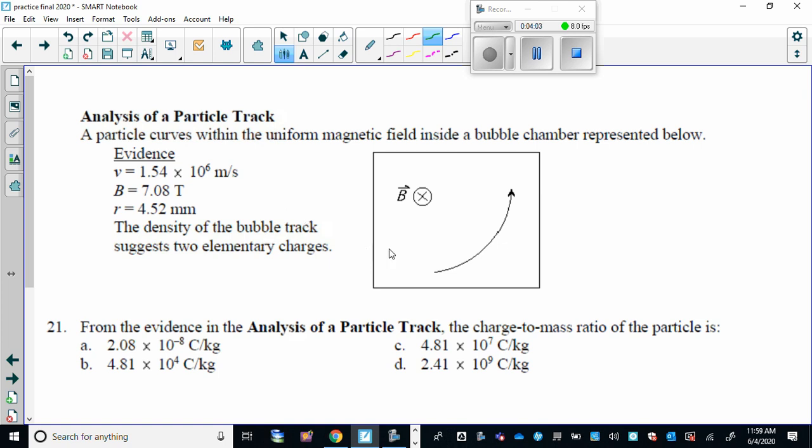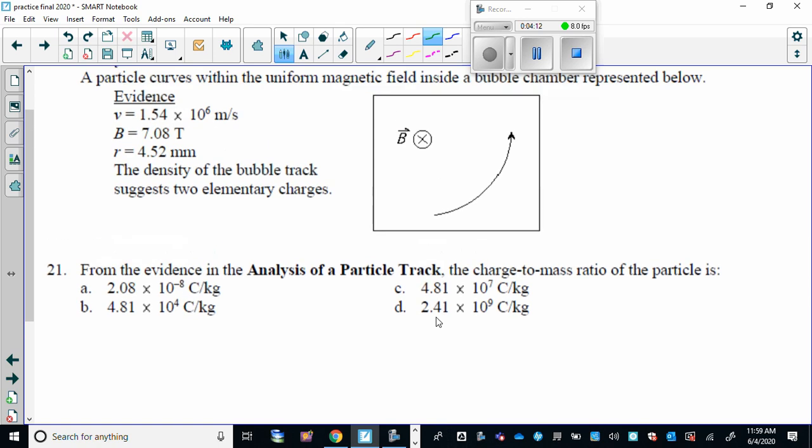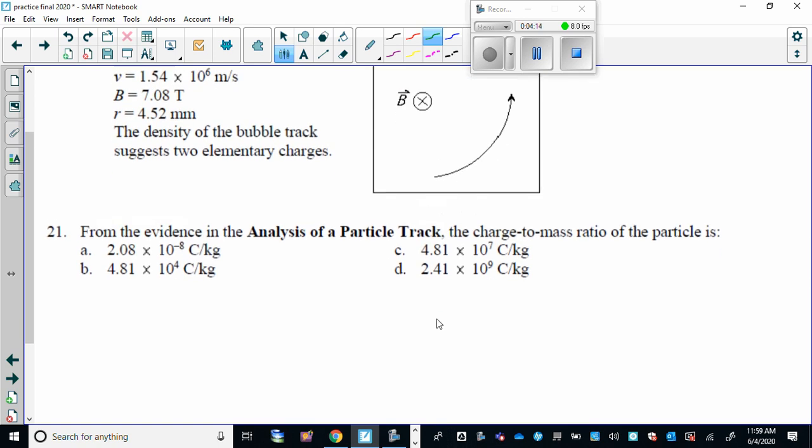Okay, number 21. We've got a particle inside a uniform magnetic field in a bubble chamber, and they want to know the charge to mass ratio. You're given the velocity, the magnetic field strength, the radius. The particle has 2 elementary charges. Pretty straightforward question. We know that the magnetic force equals the centripetal force.